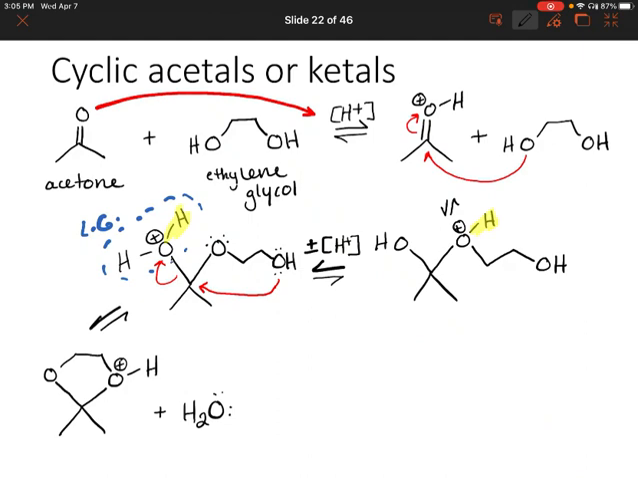So this is one of our cyclic products, right? So this would be leading to a cyclic ketal because we're using a ketone. But if we started with an aldehyde, then we'd have a cyclic acetal or acetal group.